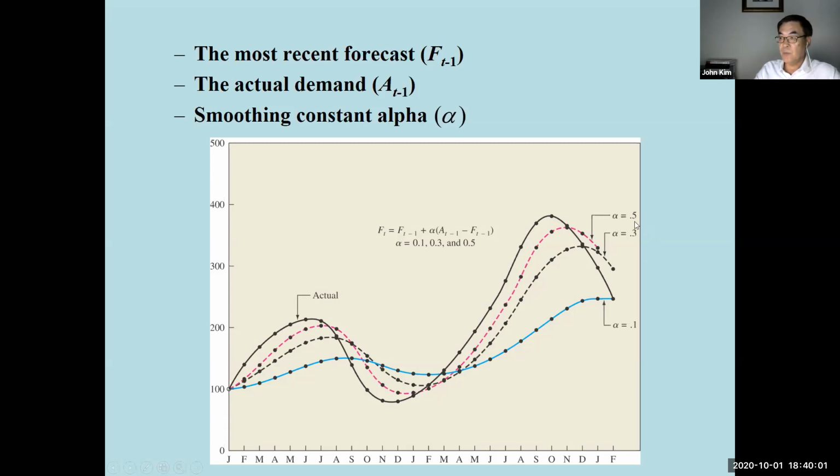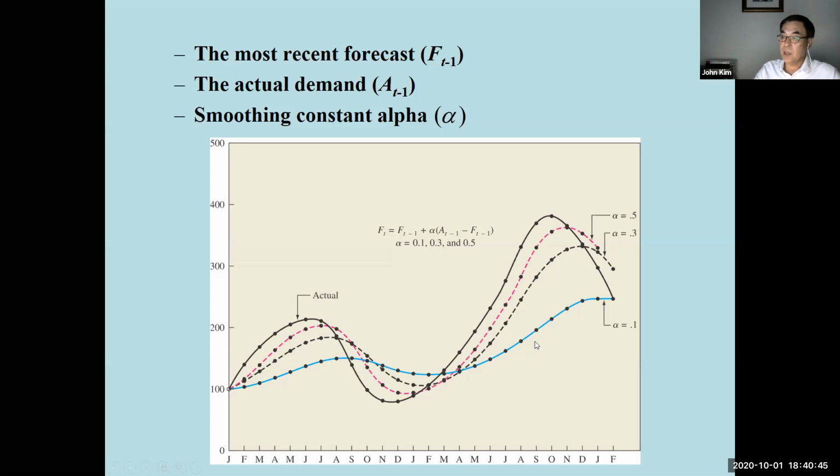If we use a 0.5 smoothing constant, it's smoothed like this, and then 0.3 is more smooth, and so on. The actual top is here, but using alpha 0.5, the top is here. So it's kind of a delay, and then a delay more, and so on.